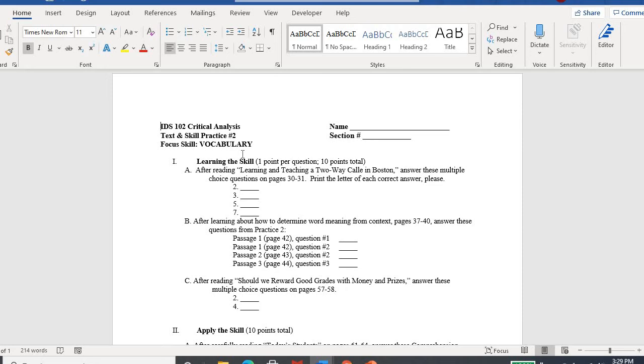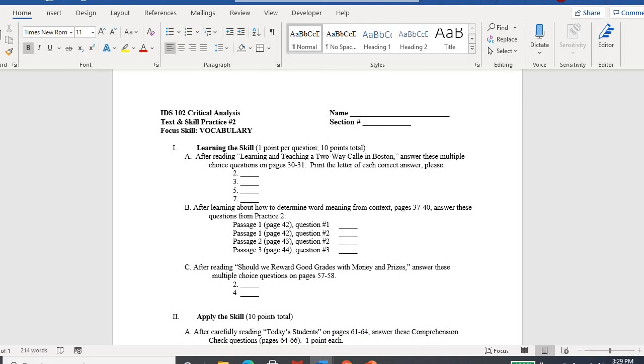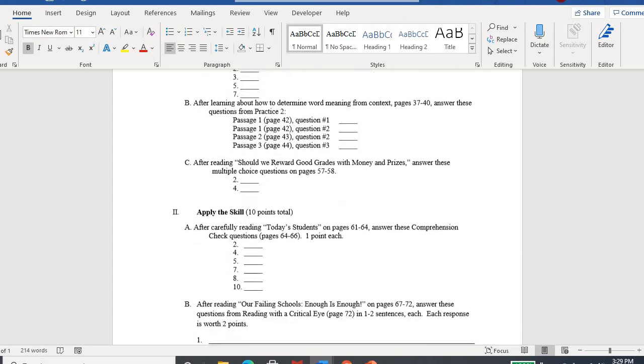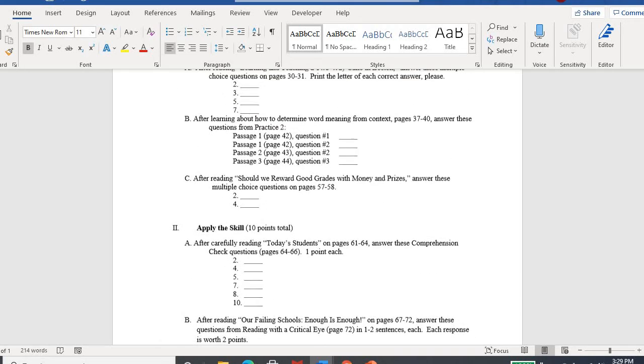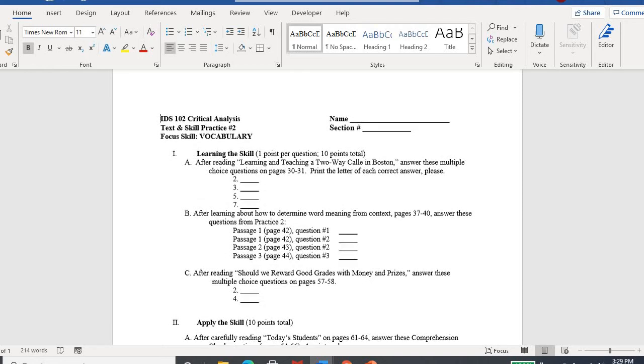So a little bit more work does fall on your shoulders, since instead of taking turns reading it or having me read it to you, you are reading this quite a bit on your own. So you'll see here is the text and skill practice. And I'm going to walk you through the pieces, and I'm even going to do a couple with you.